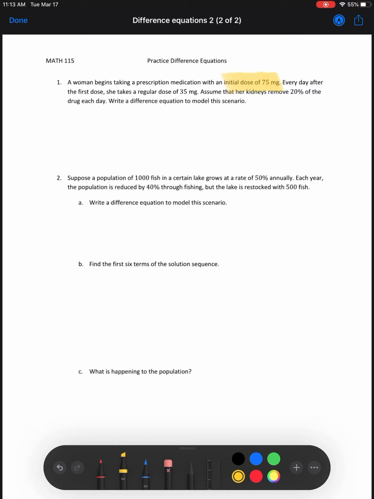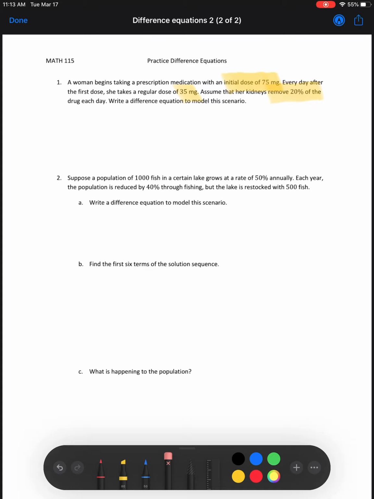There's an additional dose of 75 milligrams, that's important. So that's the first dose of the medication. Then it says after that, the daily dosages is only 35 milligrams. The other important thing is that the kidneys remove 20% of the drug each day.